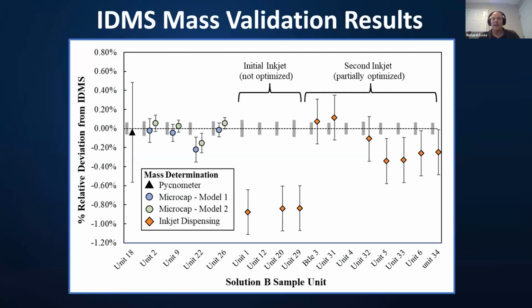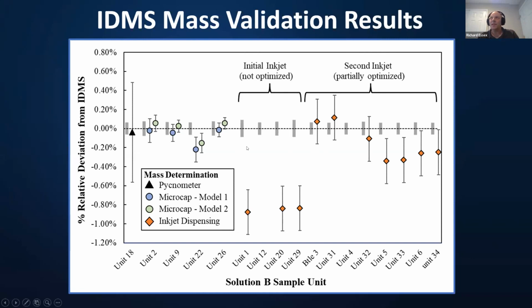So here's some actual data. The way to read this chart is important. This chart is showing the relative difference from the isotope dilution calculated masses for these solutions for the three different methods for weighing these solutions, including the polyethylene pycnometers, the glass microcapillaries, which are the ones in the circles, and these diamonds are the inkjet dispensed solutions. Not surprisingly, the pycnometer method and the IDMS agree, but the uncertainties for the pycnometer method are large just because it's meant for more macroscopic measurements.